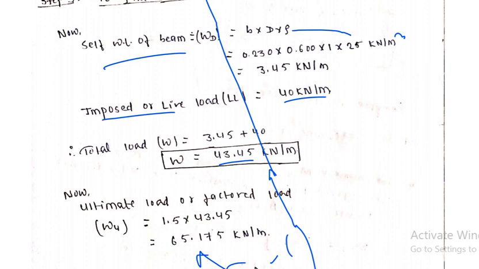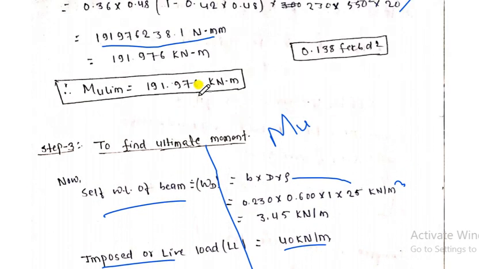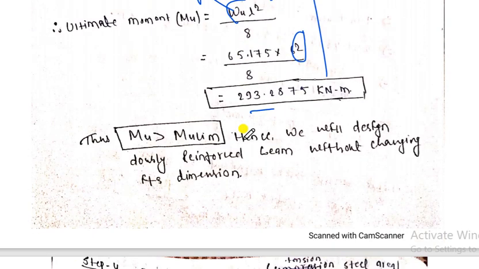If you see the Mu limit, it is 191, and at the same time Mu is 293.287. So we know that if Mu is greater than Mu limit, then there is a collapse of the structure. Either you have to increase the overall depth to satisfy the conditions, or else we can design a doubly reinforced beam. So as Mu is greater than Mu limit, we are going to design a doubly reinforced beam by providing extra reinforcement in the compression as well as in the tension zone.